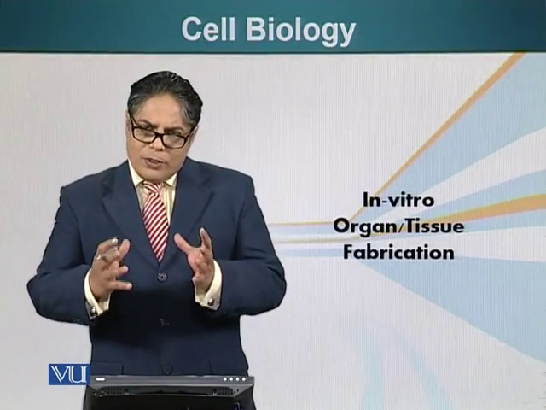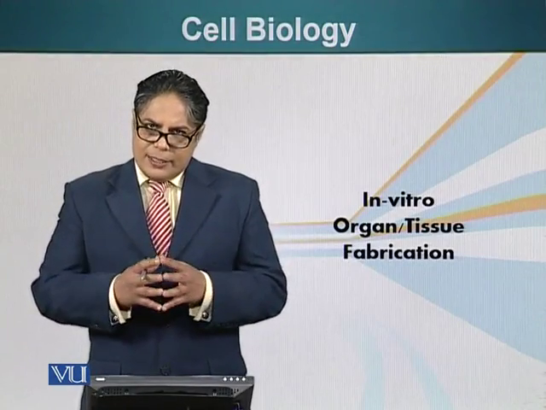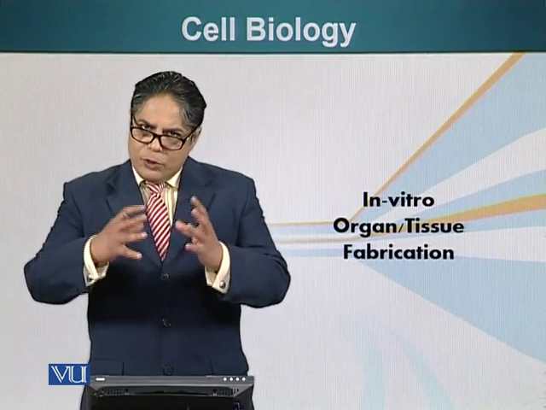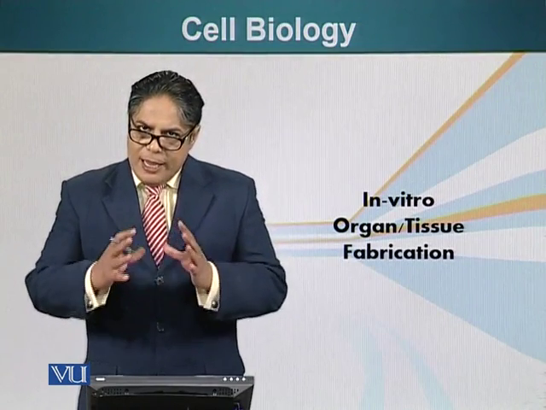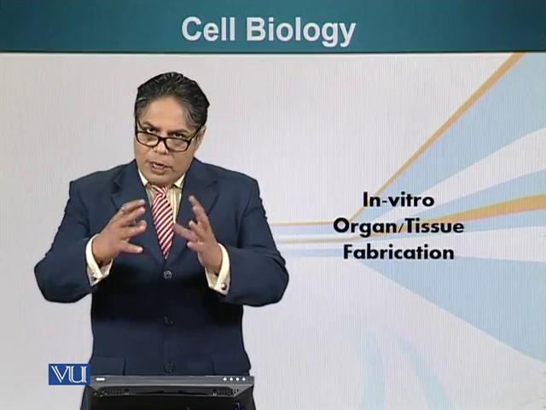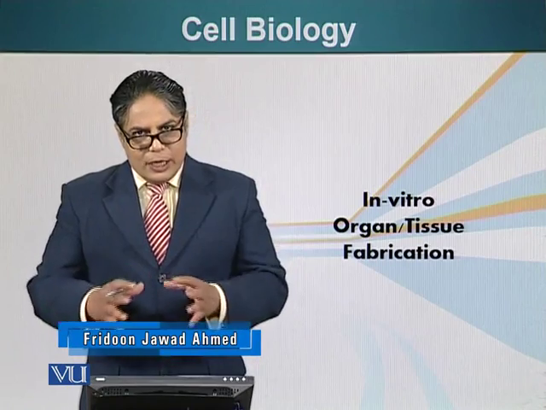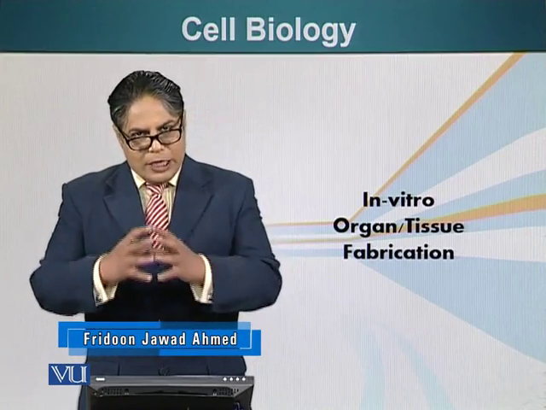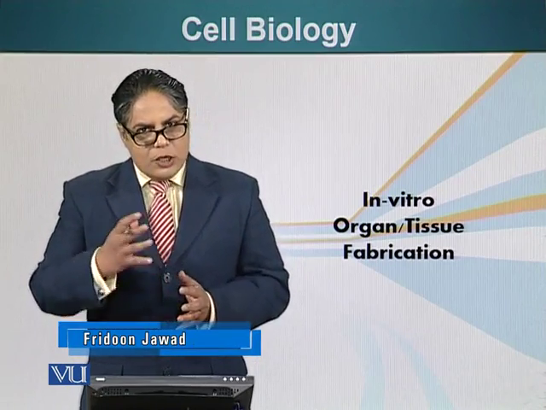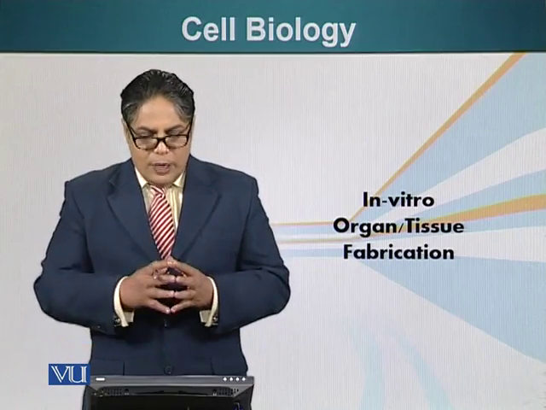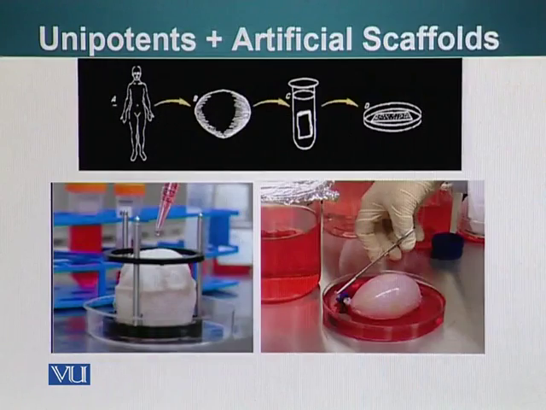So we have talked about strategies for how we can replace cells, but what if we need to do something more complicated, like make an organ? Organs are generally three-dimensional, and you just can't throw cells in a dish and expect them to form these complex and complicated three-dimensional structures. So how do we do that? Let's look at a couple of approaches.